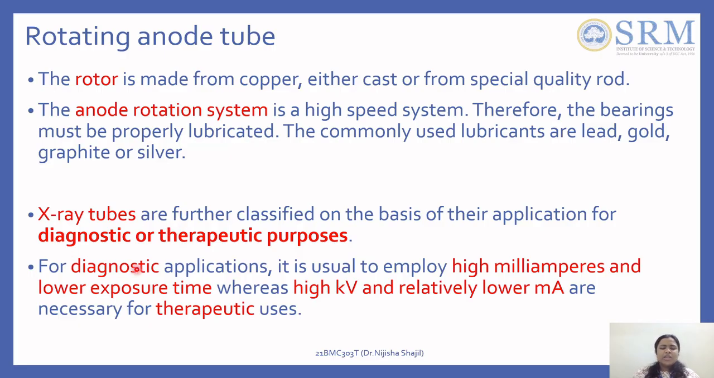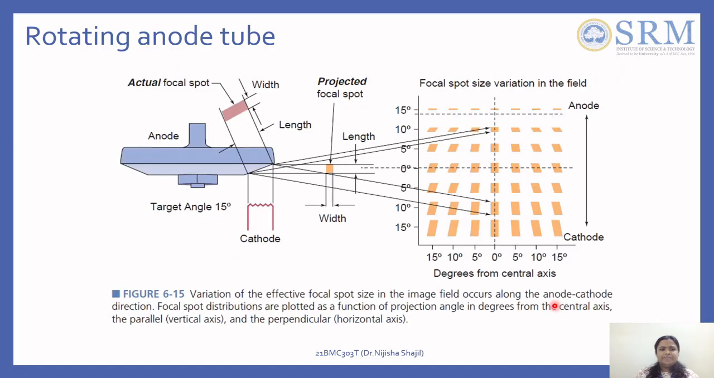It is used in diagnostic and therapeutic applications, and it employs high milliamperes and low exposure time. So it has a high kilovolt and relatively low mA, and it is used in therapeutic. What I want to say is, if it is diagnostic, it will be lower exposure time. If it is therapeutic, it will be of a higher exposure time. What about the energy values? High milliampere will be used for lower exposure, whereas low milliampere will be used for therapeutic.